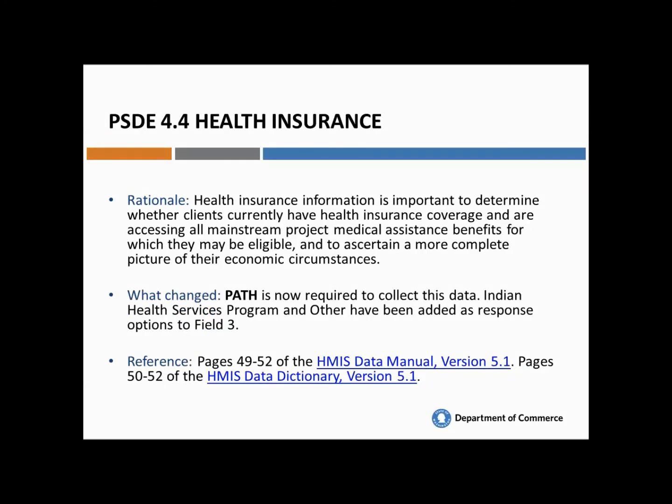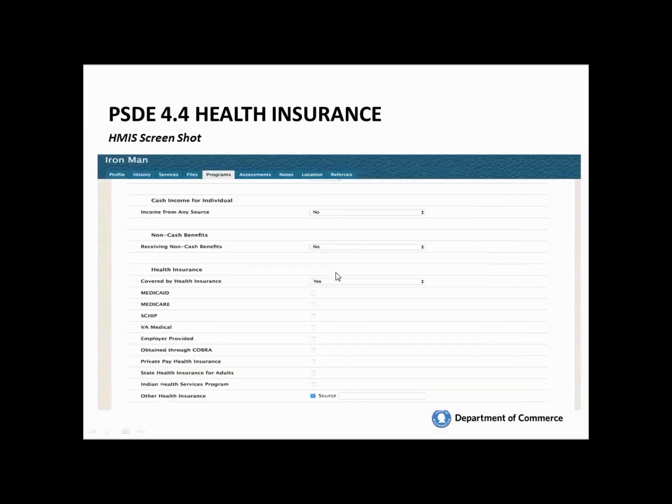And bonus, health insurance. I kind of think of all these as a 3-in-1 anyway. So you're going to be collecting income, non-cash benefits, and health insurance. They've also added Indian Health Services program as an option, and other has been added as a response option. Here is a screenshot of what it is going to look like in Clarity. When you're entering a client now, it's just a drop down here. If you say yes, it expands and asks you about the sources and amounts. Non-cash, if you say yes, it expands. And then down here, same thing with health insurance.